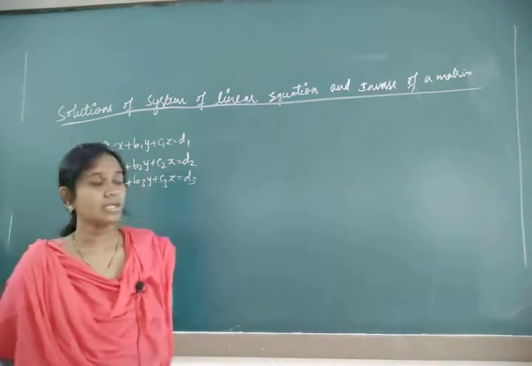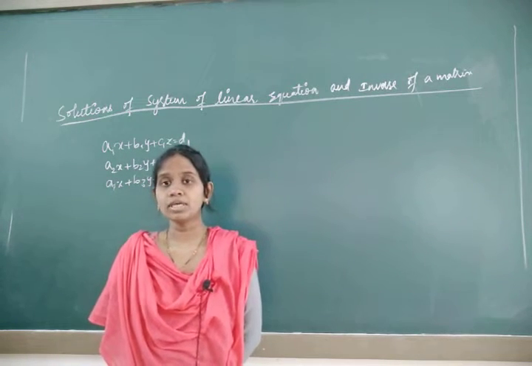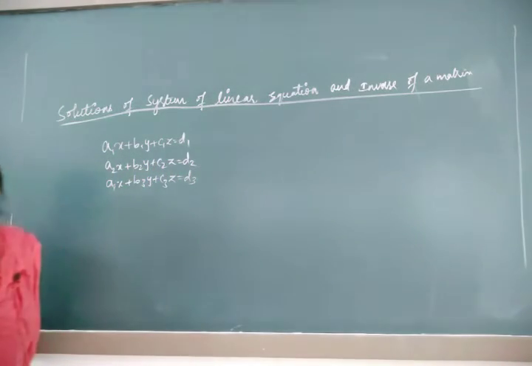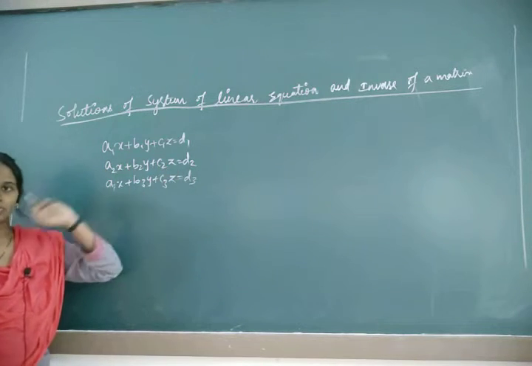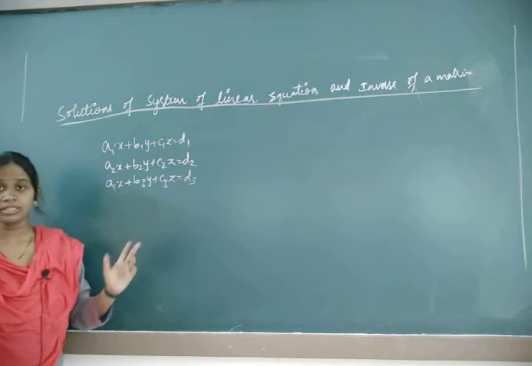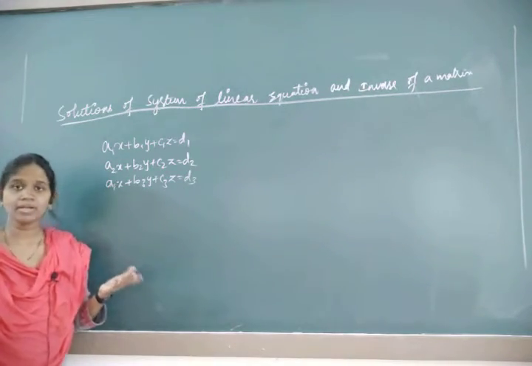For this we need the inverse of a matrix, and we know that the inverse exists only if it is a non-singular matrix. So first we will see the theory. For the theory, we will have a system of equations. Let us consider a1x plus b1y plus c1z is equal to d1, a2x plus b2y plus c2z is equal to d2, a3x plus b3y plus c3z is equal to d3. This system of equations can also be written in the form of a matrix.